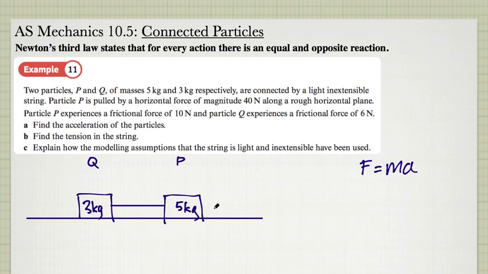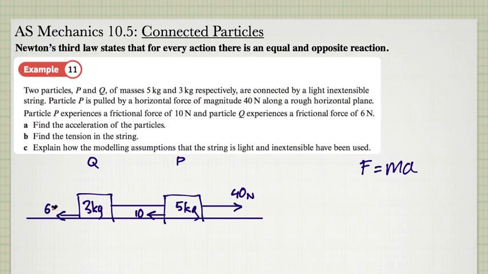P is pulled by a horizontal force of 40 newtons, magnitude 40 newtons. So I'm going to put that this way. That's the 40 newton force forwards. Then we're also told that particle P experiences a frictional force of 10 newtons. So I mark that on here. And particle Q experiences a frictional force of 6 newtons. So that's dragging it backwards.